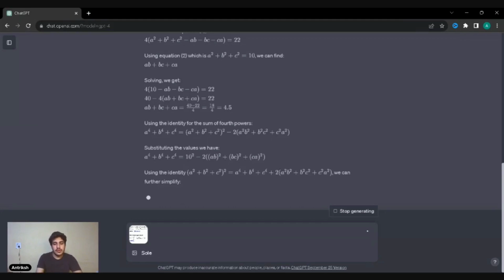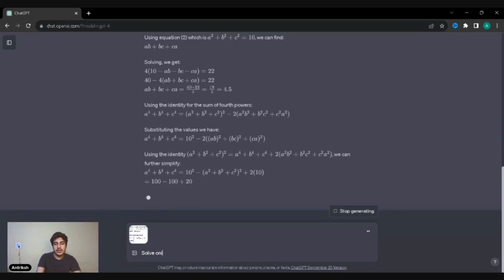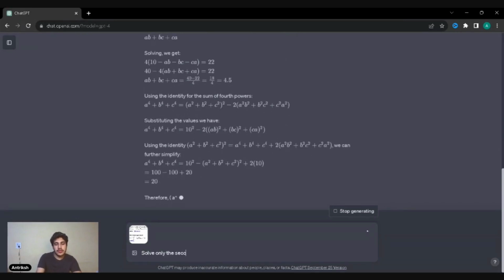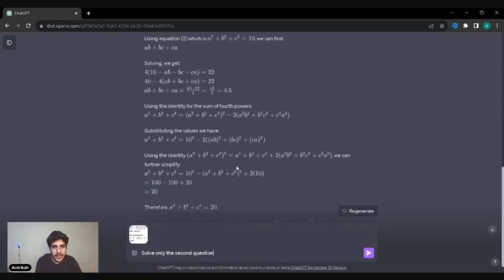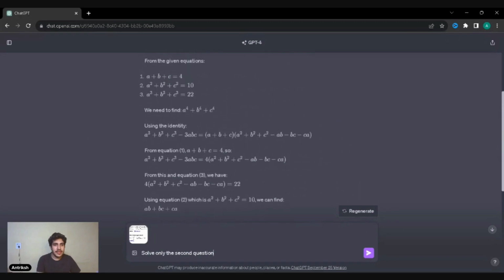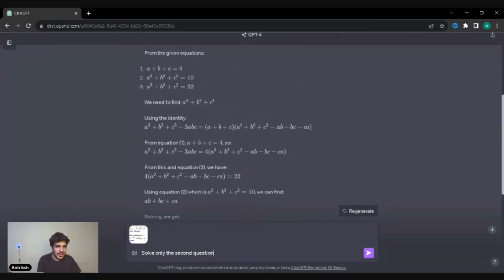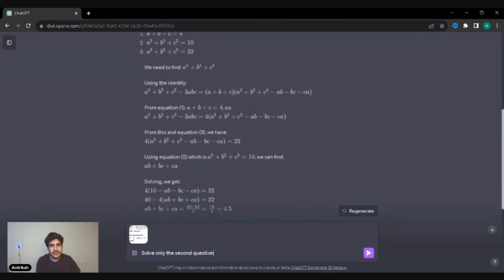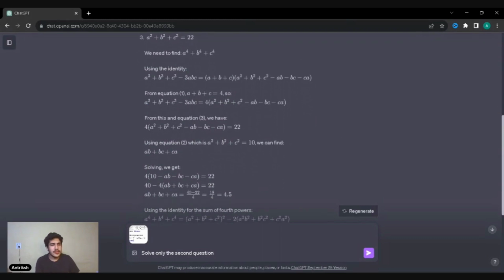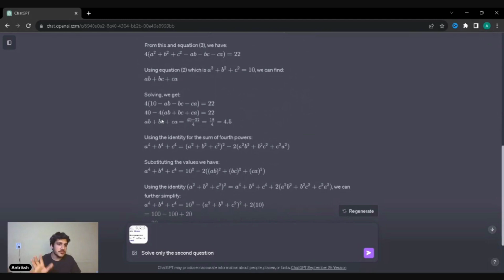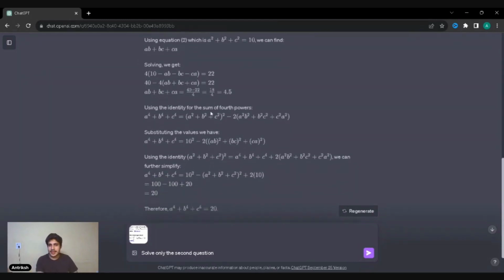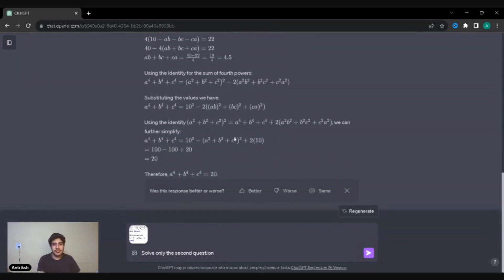Solve only the second question. Right. So there you go. And right, so it's telling me, it's done that. So this is the whole thing. Let's proceed. It rewrote the equations, then it used the identities and stuff. Once it did that, it did a huge sum of calculation here and there. Once it did that, again, blah blah blah. So basically, it got the answer, right?